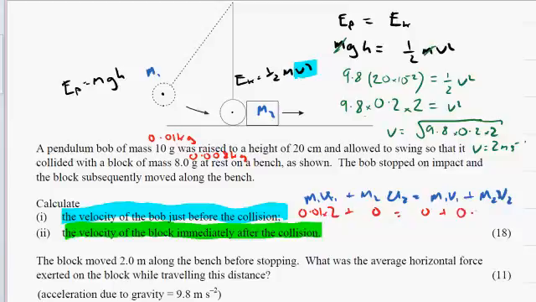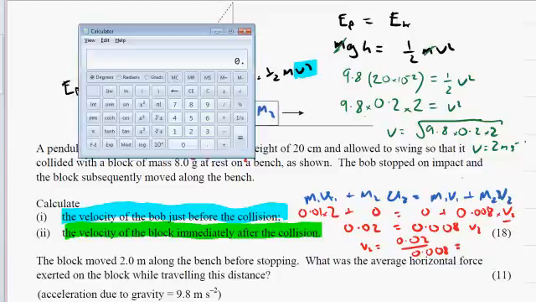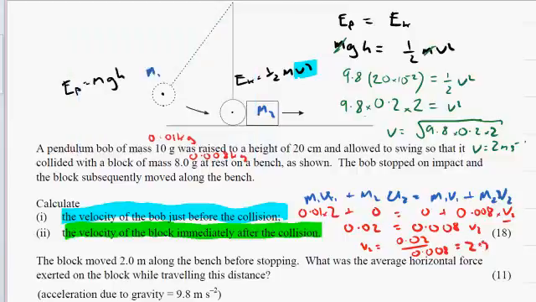m2 in this case is 0.008 times v2, which is what we're looking for. So multiplying this out, you get 0.02 is equal to 0.008 v2, or v2 is just equal to 0.02 divided by 0.008, which is 2.5 meters per second. And there, that's the question. That's it done.